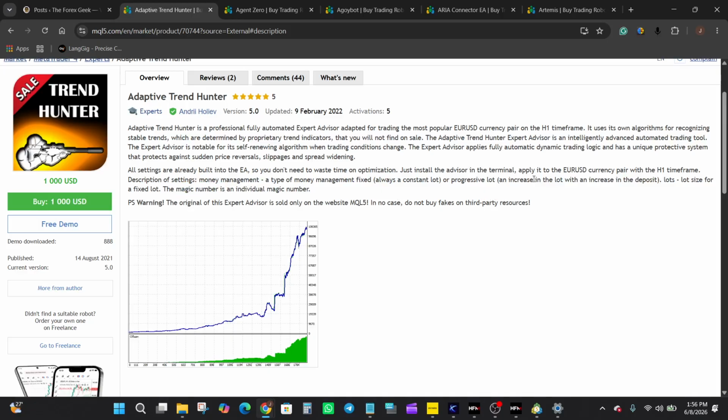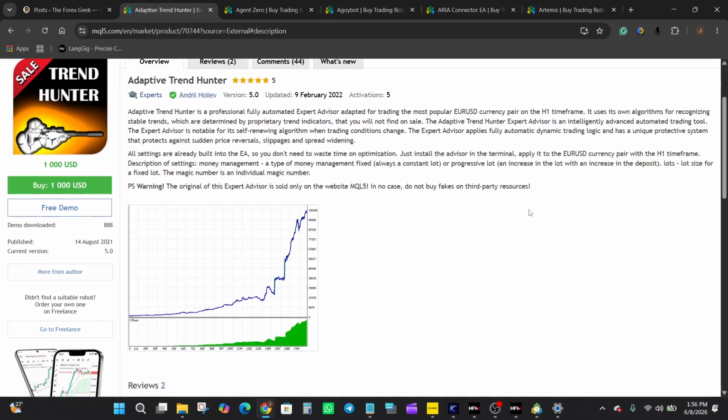Now, for money management, traders can choose between a fixed lot approach where position sizes remain constant, or a progressive lot approach where lot sizes increase as account equity grows. The developer also notes that the core trading settings are already built into the EA, meaning users are not expected to spend time optimizing large numbers of parameters. The recommendation provided is simply to attach the EA to EURUSD on the H1 time frame.